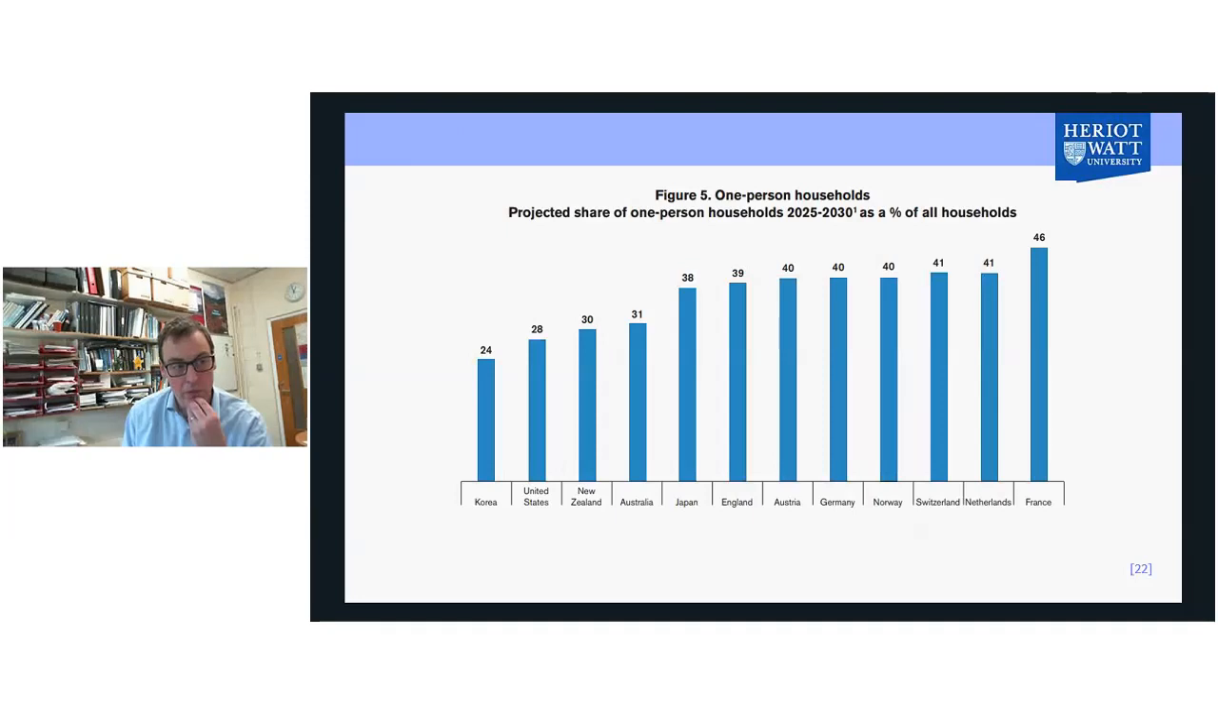This is the projected share of one person households, 2025 to 2030, as a percentage of all households. So in France, by 2030, 46% of all households will be single person households. Quite incredible, really. This is from a report, and I shall put the report on Vision for you to look at at your leisure and perhaps unpick it a little.